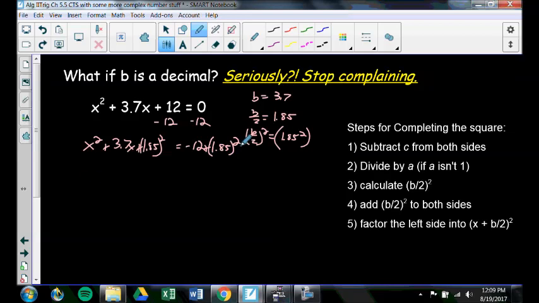And then the left side factors, 1.85 squared equals whatever that number is. I don't really care. You square root that stuff, and you just keep going. You just keep doing it, okay? Nothing changes. You just keep doing it. I should probably actually do it. No, you can do this.